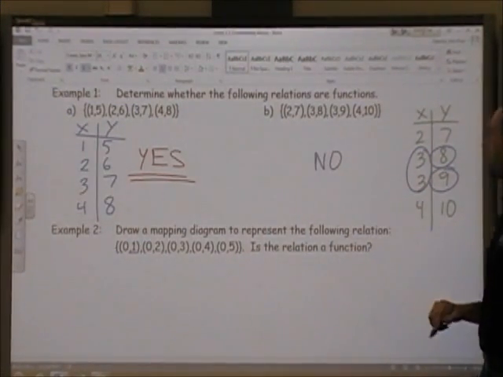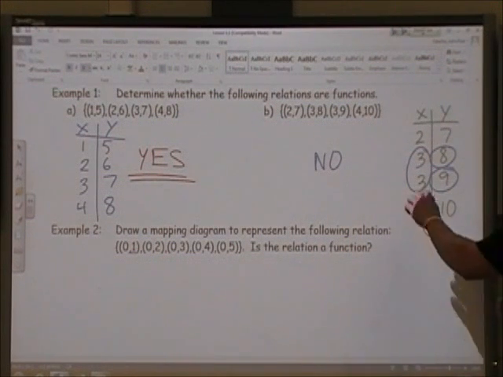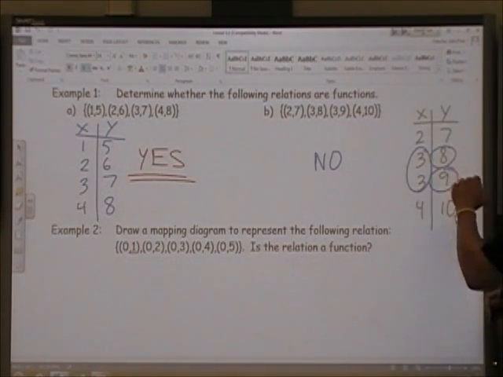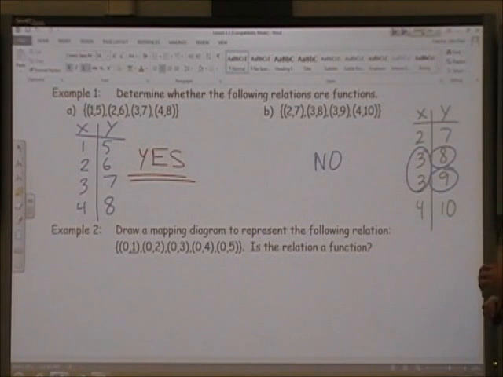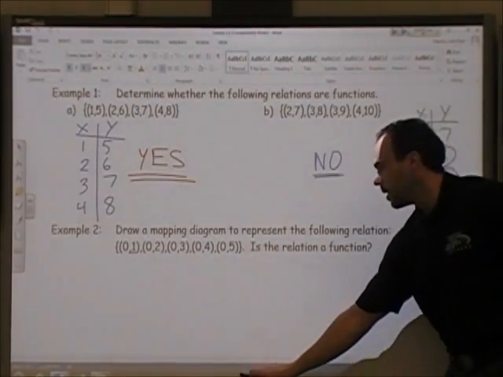So no, this is not a function, because when x is 3, you have 2 different heights that this touches, or 2 different y values that this touches. If you have a repeating x with different y values, it is not a function. For every value of x, you can only have one value of y. So this is not a function.